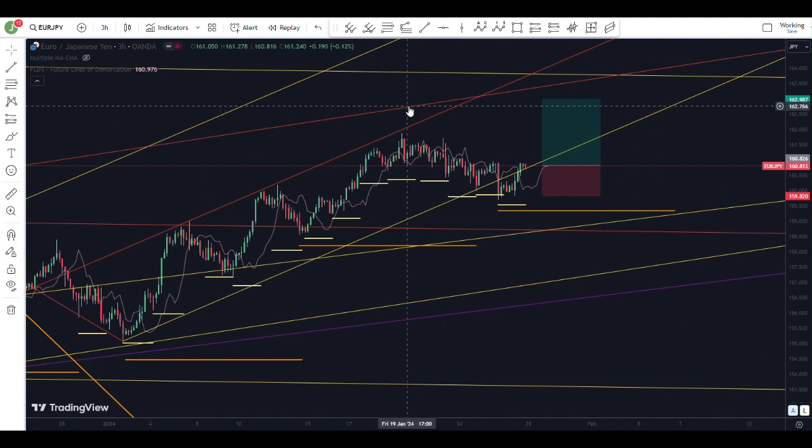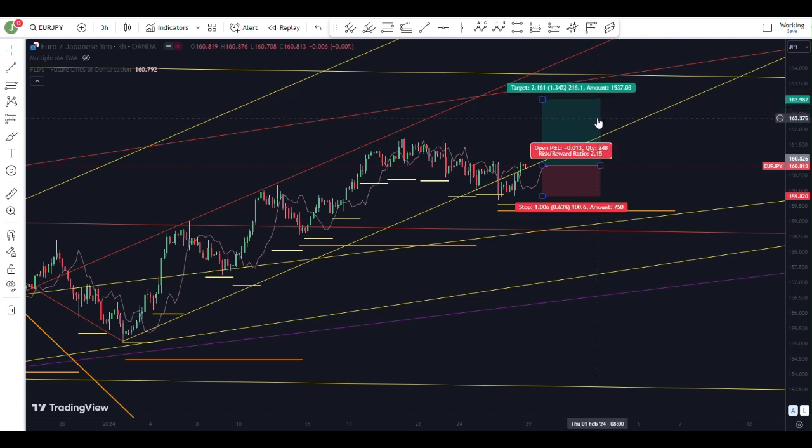And again, this is the new target. This is a long-term median line. I will take my profit before that target. I'm looking at the whole position for about 2.5 to 1.